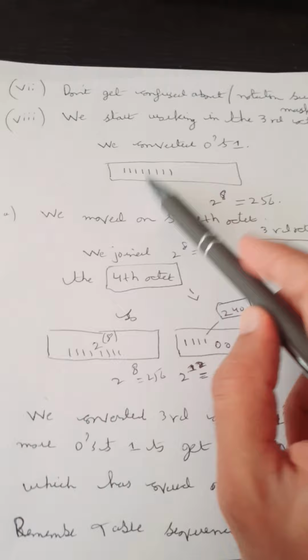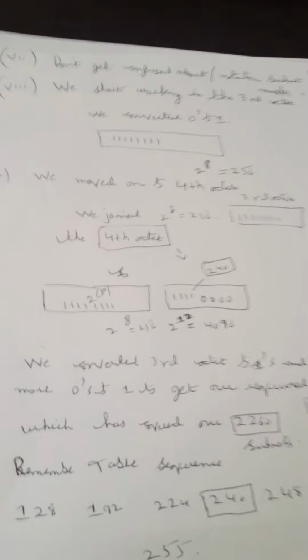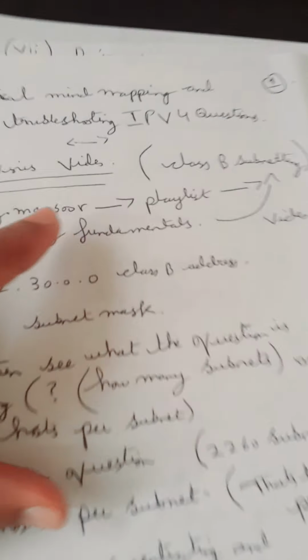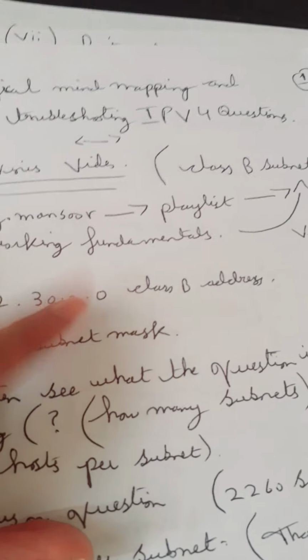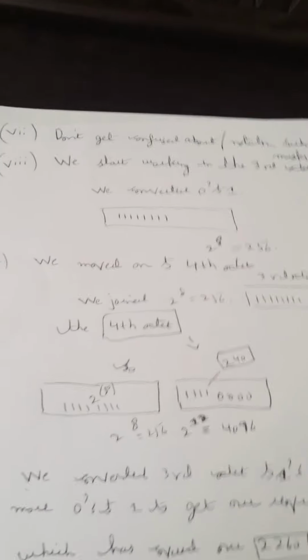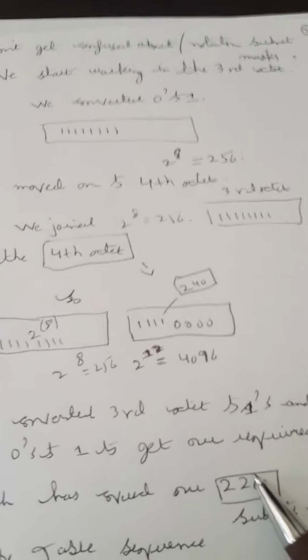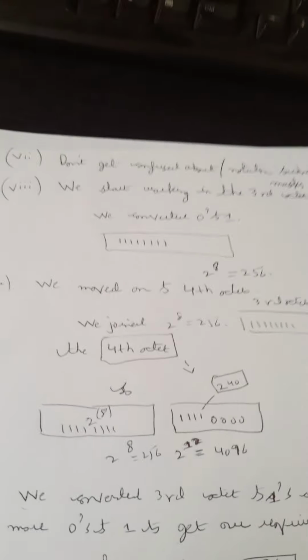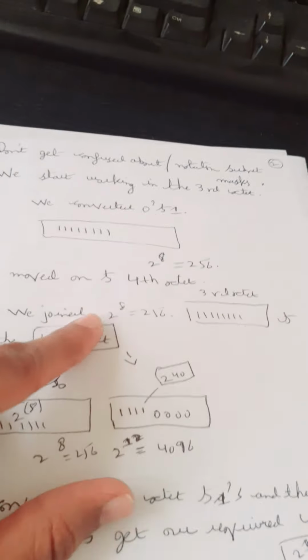So when we are working in the third octet, supposedly in the same video, we started working in the third octet here. What we actually did was convert all the zeros to 1 to find out what? Exactly, 2260 subnets. So then we converted all the zeros to 1.